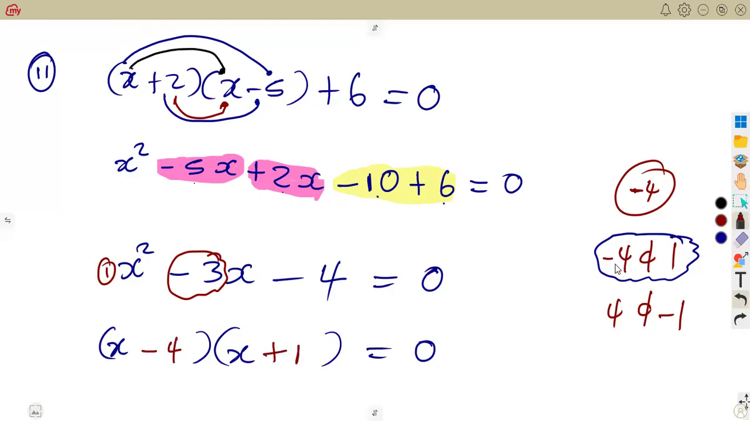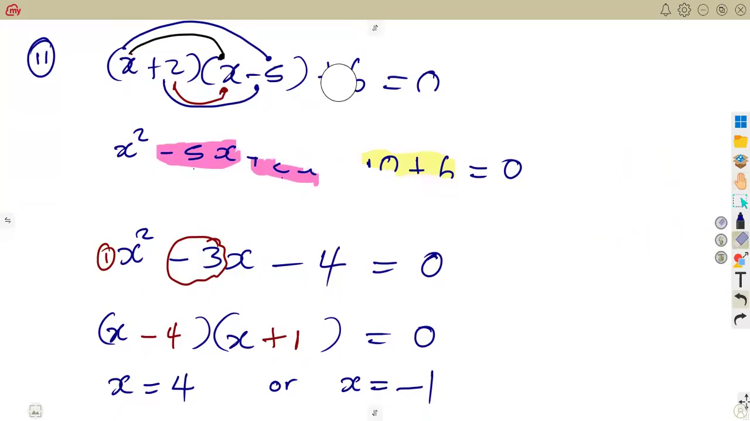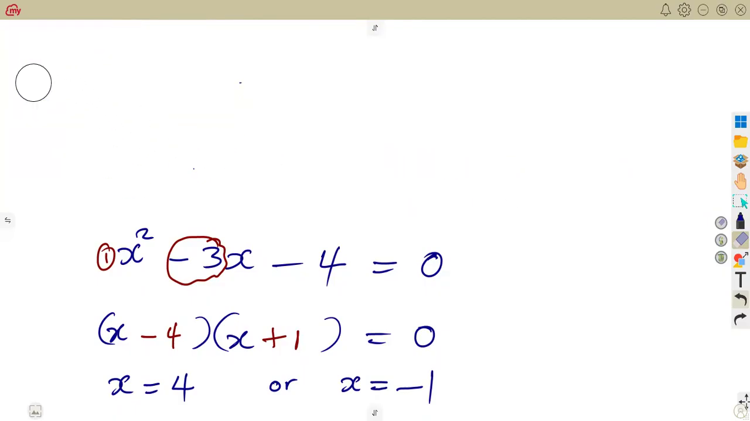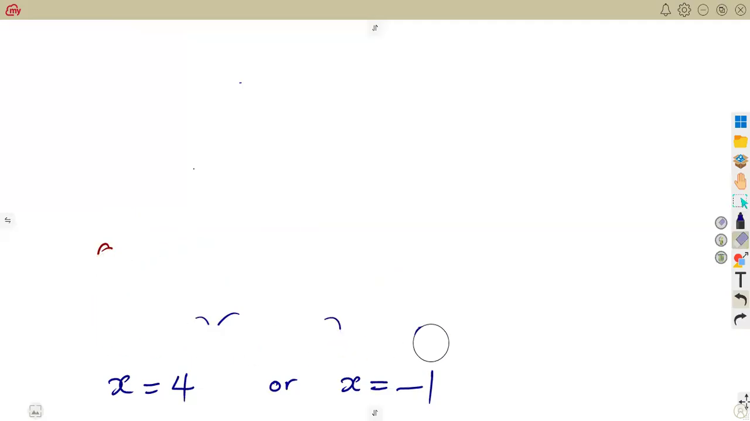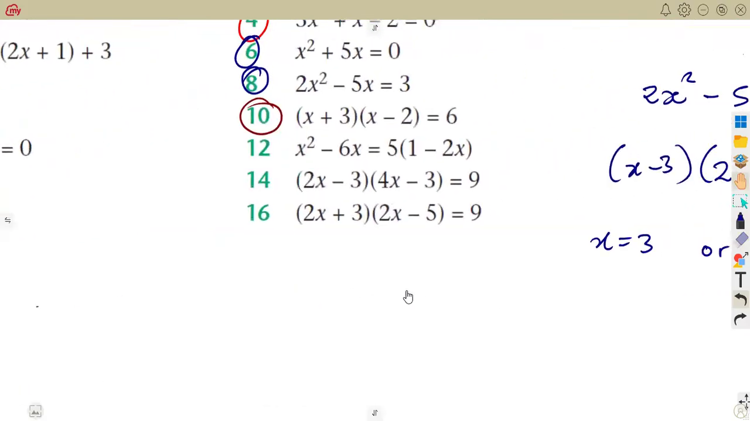So we've got a minus 4 and a plus 1. Meaning to say, it's going to give us x equals 4 or a negative 1. So these are the possible values of x that we can actually have in this equation. As you can see, there was a need for you to expand the brackets first. Having the format of our quadratic equation, we factorize from there. This is how it can be.